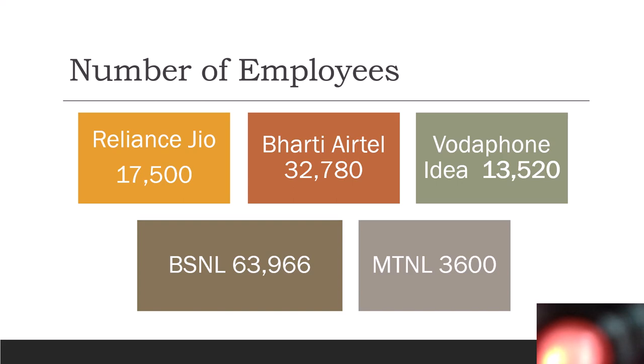So Bharti 32,000, Vodafone 13,000, BSNL, a loss-making company, 63,000, because it's a public company. So government fulfills all their employment. That's something which we can always Google and find out. So that's not part of this. Otherwise, we'll be missing out on so many things which are more interesting.